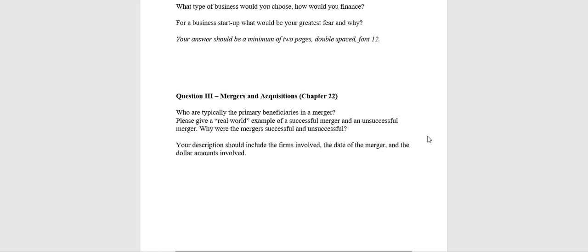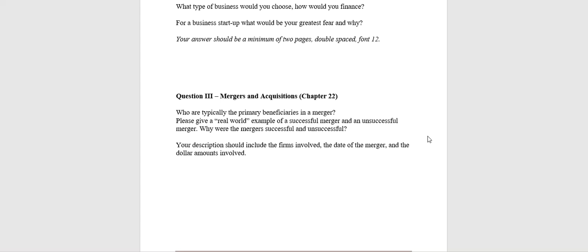In question number 3, what is the definition of mergers? What are the primary beneficiaries in a merger? Who makes out in a merger? Is it the stockholders? Is it the management team? Is it the employee? Is it the customers? Is it the vendors? Please give a real-world example of a successful merger and an unsuccessful merger. Why were these mergers successful and unsuccessful?